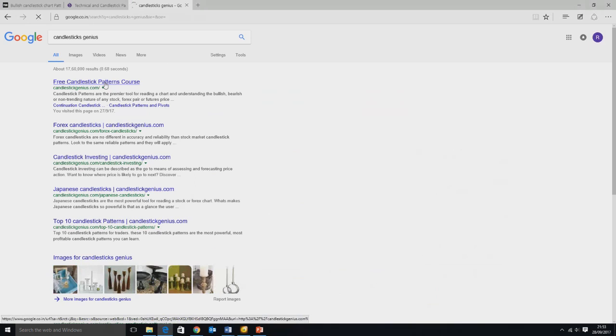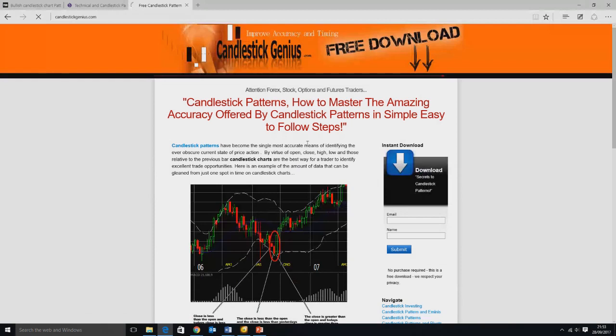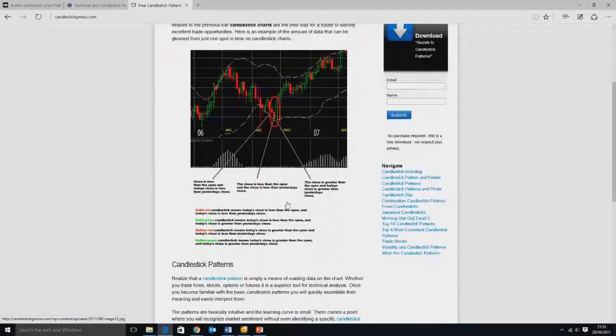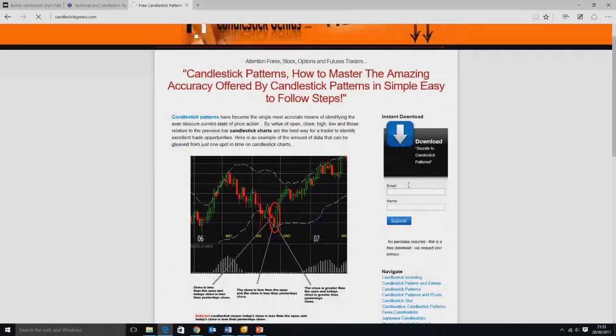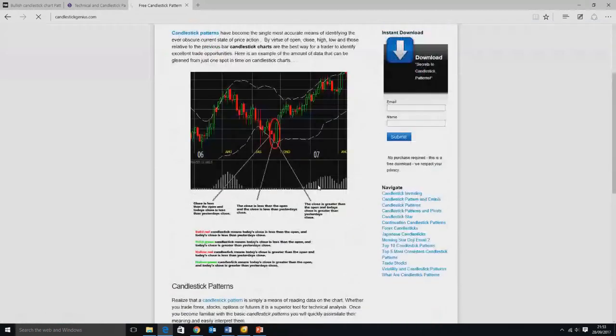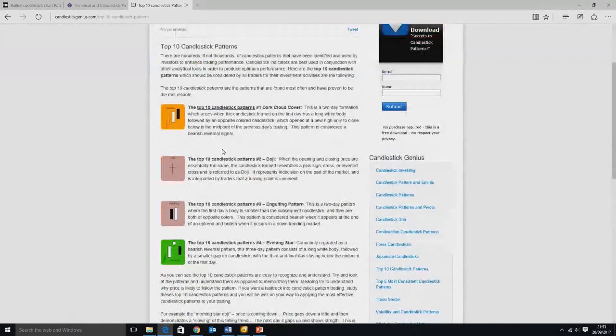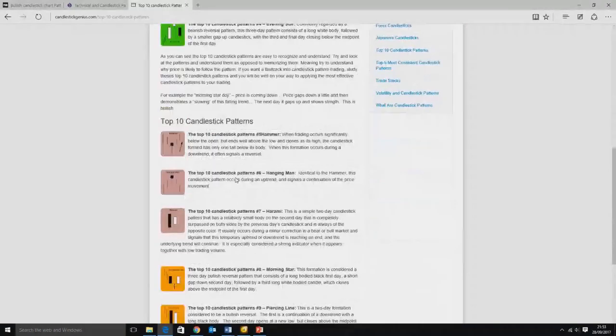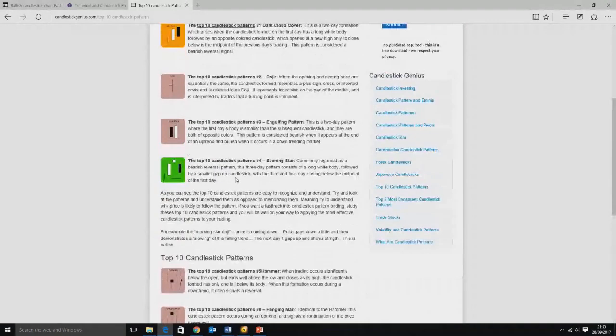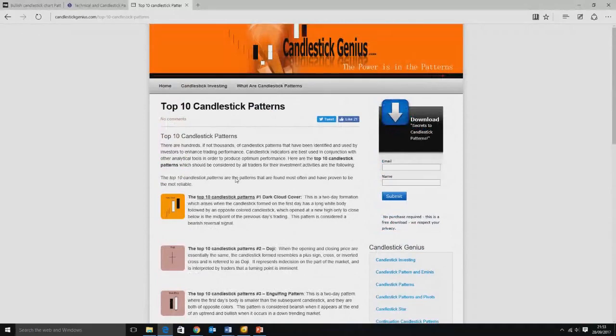Candlesticks Genius. Yeah, so this is also a good one. Candlestick Genius, where you can also get some more information about the candlesticks, like the candlestick patterns and the pivots. What are the top 10 candlestick patterns? What are those? And here you can have the description, what are those and how they form. So this is also one of the good websites to go for any of your candlestick needs, right?